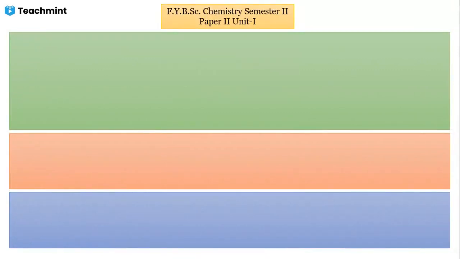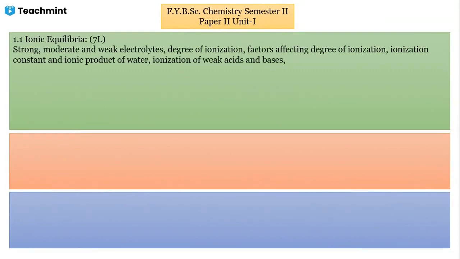In paper 2, unit 1, there are three small lessons. One is ionic equilibria. In the ionic equilibria, we have to talk about electrolytes, their types: strong, moderate, weak, the degree of ionization, factors affecting the degree of ionization, ionization constant, ionic product of water, ionization of weak acids and bases that we have to see.